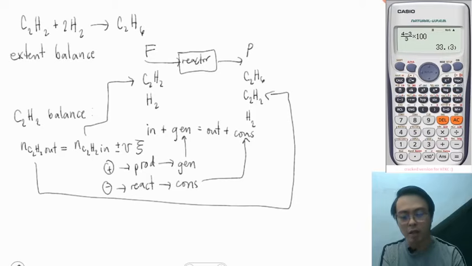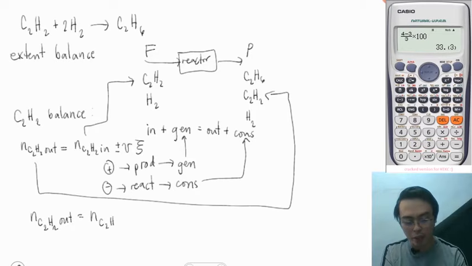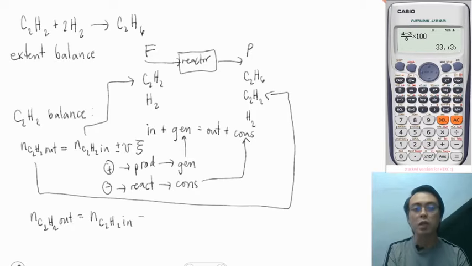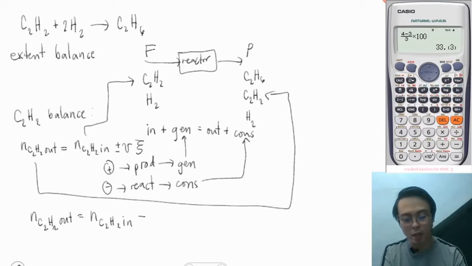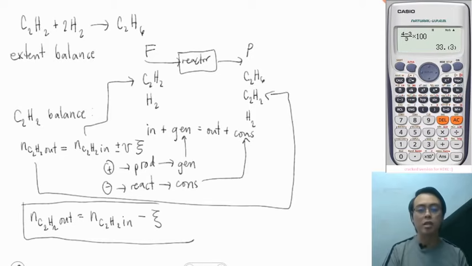So to summarize, the extent balance for C2H2 will now be: the number of moles of C2H2 going out is equal to the number of moles of C2H2 going in minus the coefficient of C2H2 in the balance equation, which is 1, multiplied by the extent. We have here the extent of reaction balance for C2H2. And you simply repeat the process. You can find the extent of reaction balance for both hydrogen and C2H6.